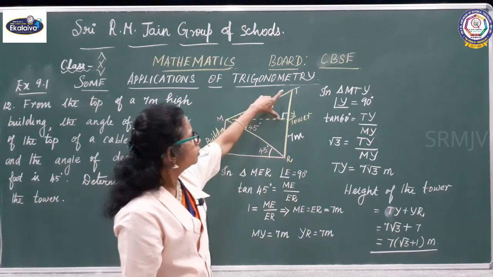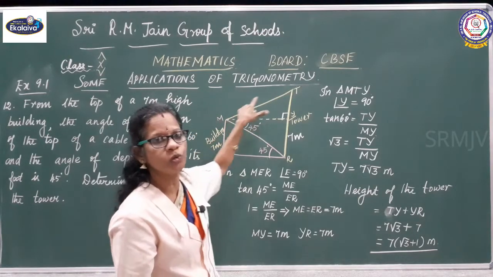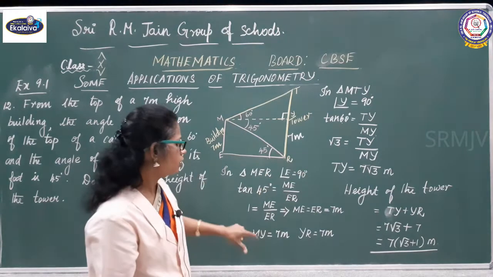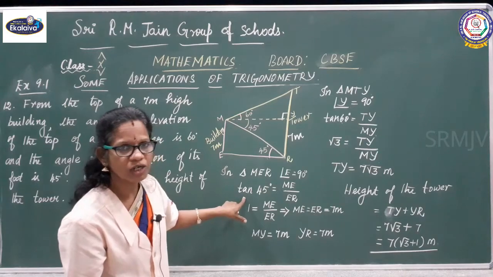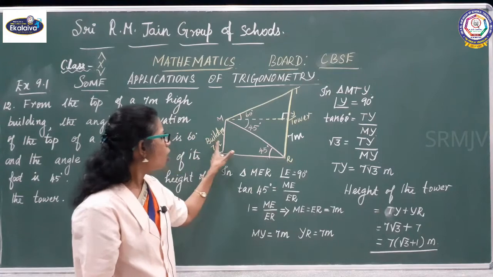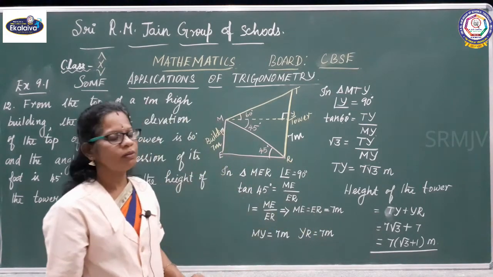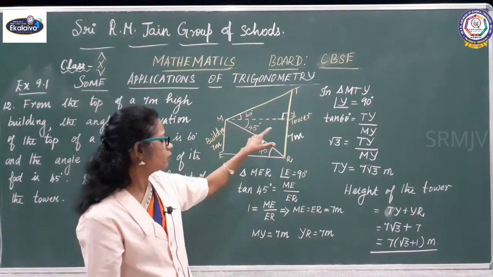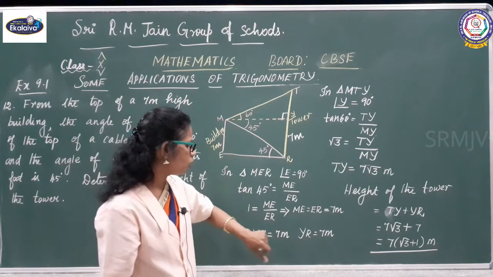Got it, children? This is our tower. This is the building. From the top of the building, you are viewing the top of the tower as well as the bottom of the tower. Then you apply right triangle concept. Then you take the trigonometry function as tan. Tan 45 equal to ME by ER. Opposite sides are equal. So ER equal to 7 meter. Then MY is also 7. How come you say MY equal to 7? Because of ER, opposite sides are equal. That's why MY equal to 7.